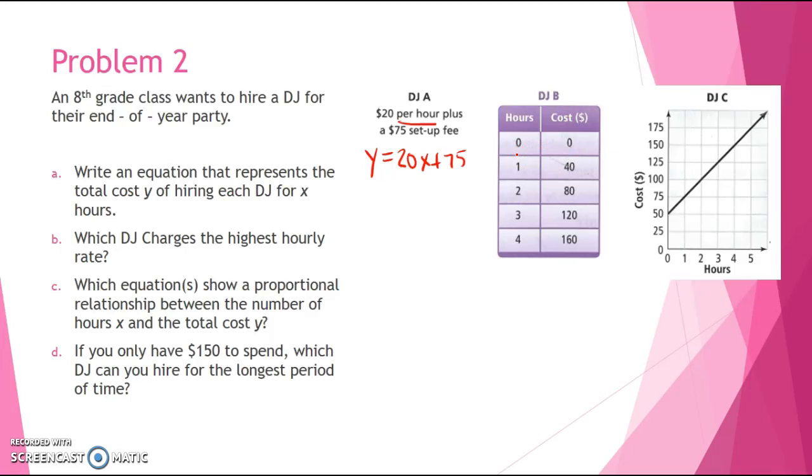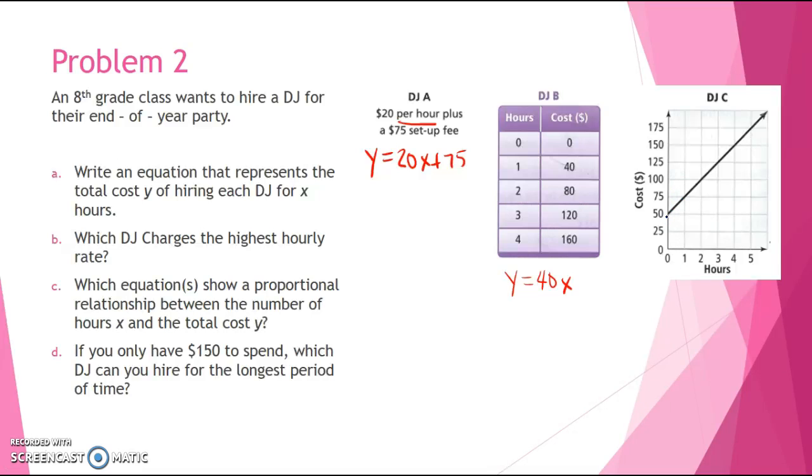So that means at 0 hours it costs nothing. Even if we only hire him for 1 hour or even 30 minutes, we'll probably have to pay $20, but we're not going to have to pay a setup fee, because when he first gets there, he's not charging us for a setup fee. So this is just going to be y equals, and for 1 hour it's $40, and if we notice 40, 80, 120, 160, we go up in $40 increments. So y equals 40x. And then over here, we need to figure it out for DJC.